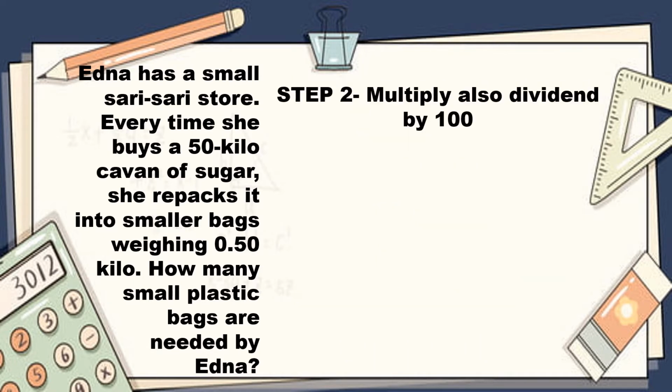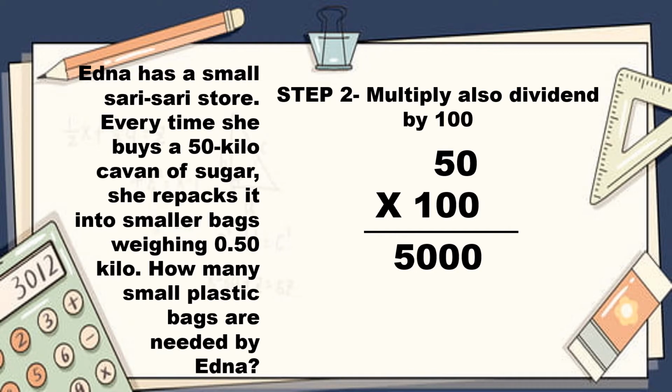Step 2. Multiply also the dividend by 100. 50 times 100 equals 5,000. There is no decimal point in the factors. Therefore, the product is 5,000. Or, just add 2 zeros to 50. 1, 2.